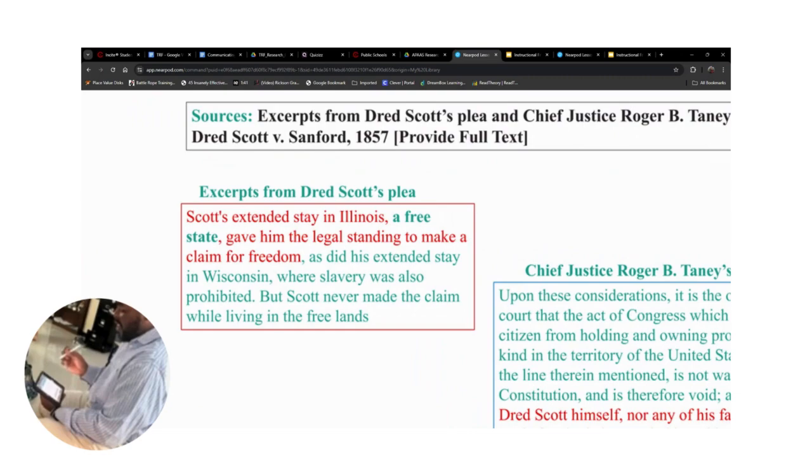And then let me go ahead and get Nawal. Can you read Dred Scott's plea? Scott's extended stay in Illinois, a free state, gave him the legal standing to make a claim for freedom. That's it. So because Dred Scott was enslaved, is everybody clear there? His master moved to Illinois. Does everybody follow me there? Illinois was free. Dred Scott made the argument, because I'm in a free state, I should now be free. Is everybody clear there? Yes or no? Yeah. All right.